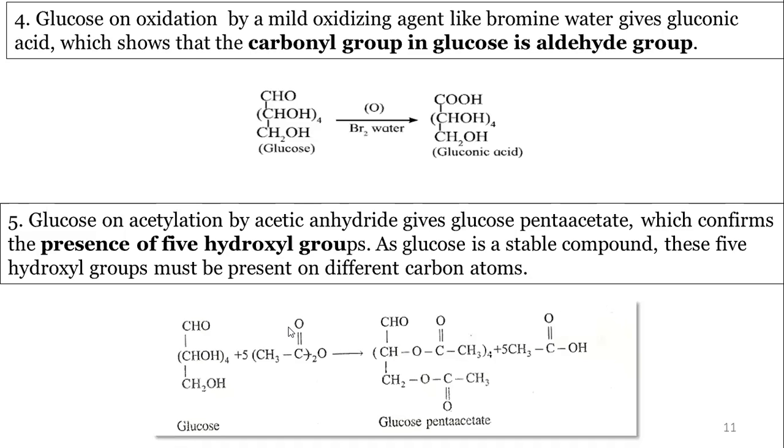which product confirms 5 hydroxyl groups present in glucose. तर तुम्हाला हे नाव लिहिणं अपेक्षित आहे तिथे, ग्लुकोज पेंटासिटेट. This product indicates there is a presence of 5 OH groups in the structure of glucose.